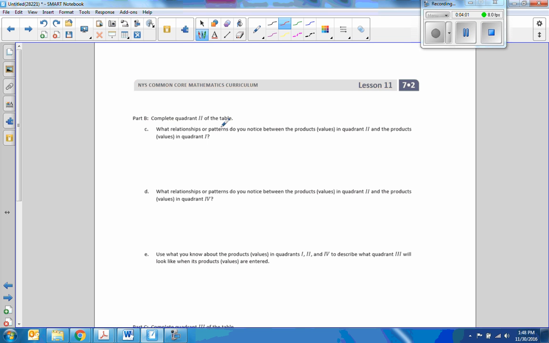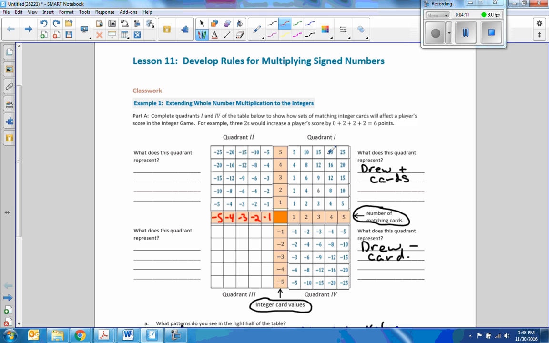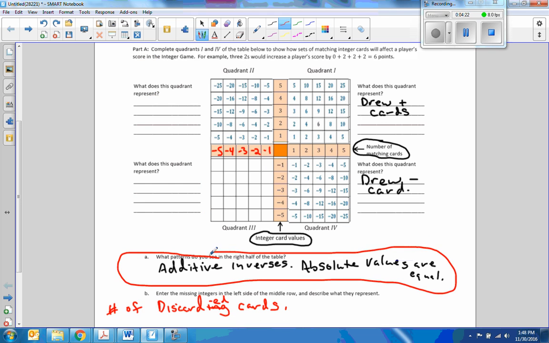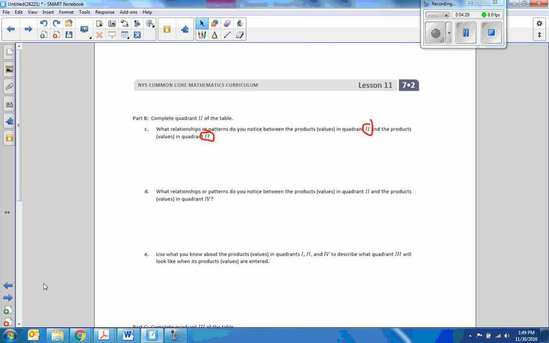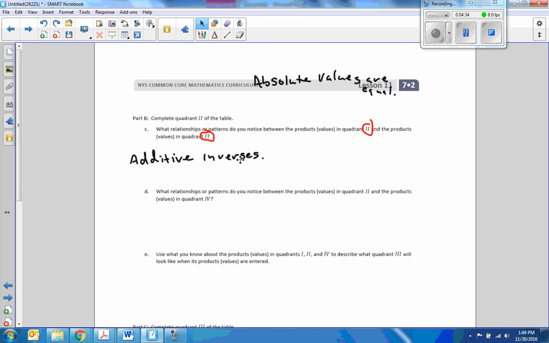C. What relationships or patterns do you notice between the product values of quadrant 2 and the product values of quadrant 1? So we're comparing 2 with 1. So if I go back, quadrant 2 is here, quadrant 1 is here. So if you look, 1, negative 1, 2, negative 2, 15, all the way over here is negative 15. So it would also be the same as this here. So really what I could do is just take all that, back here, and put those answers down.